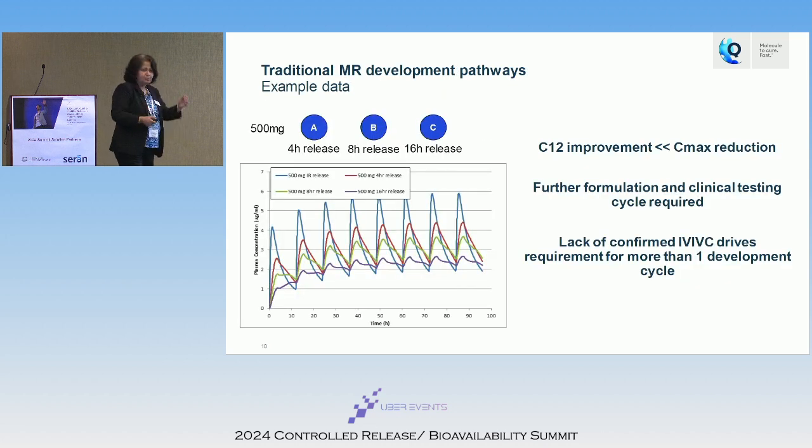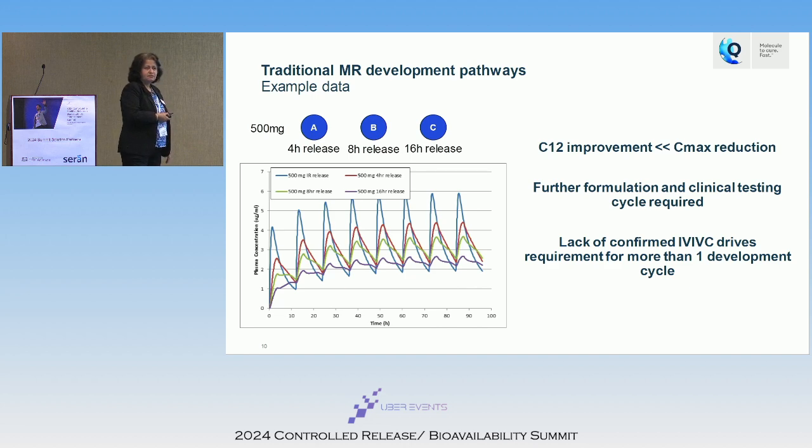So let's go back to modified release. In modified release development, typically, as we talked about earlier, we would develop 2 or 3 prototypes. One could be a shorter release profile, and the other one could be a longer release profile. So we develop prototypes for 4 hours, 8 hours, or 16 hours. And then we keep the dose the same so as to keep the surface volume ratios proper and keep the tablet size the same. This is how a typical formulation development would start.